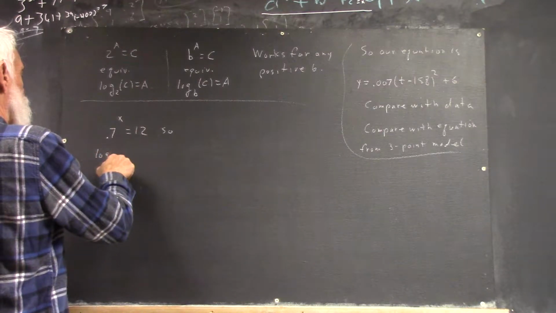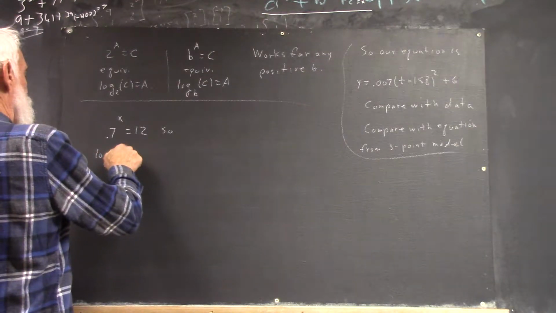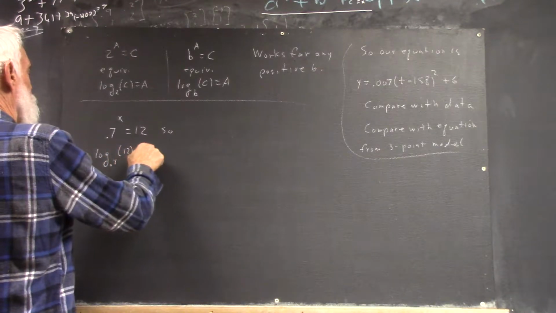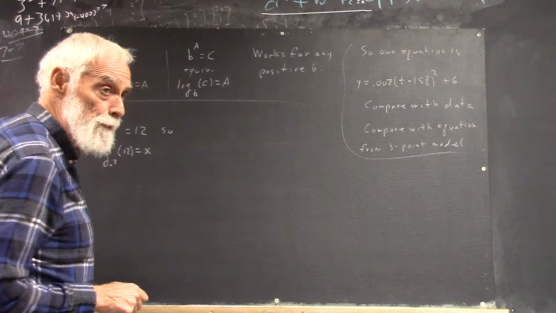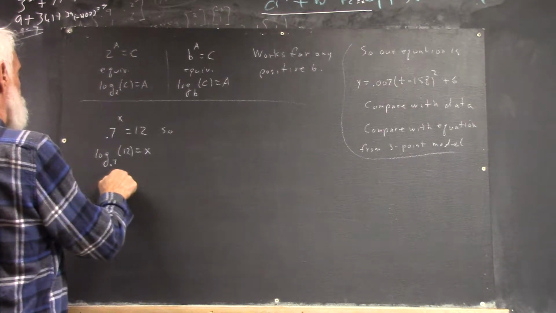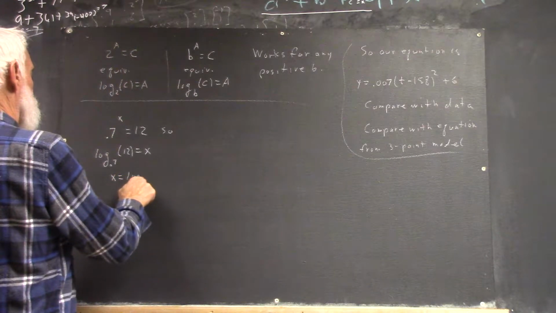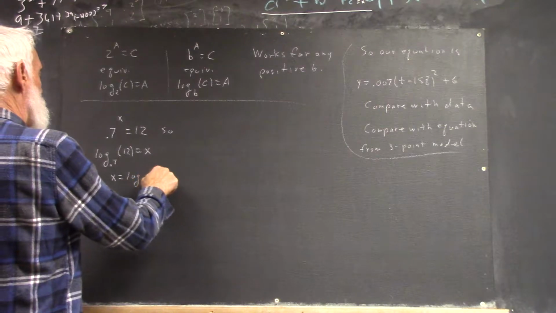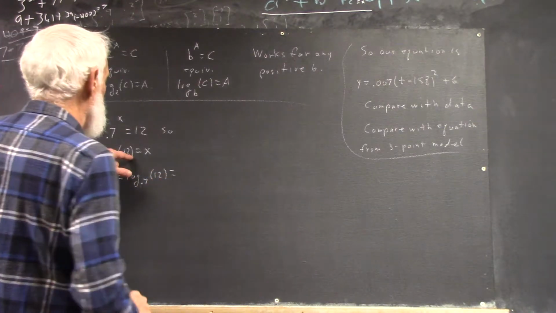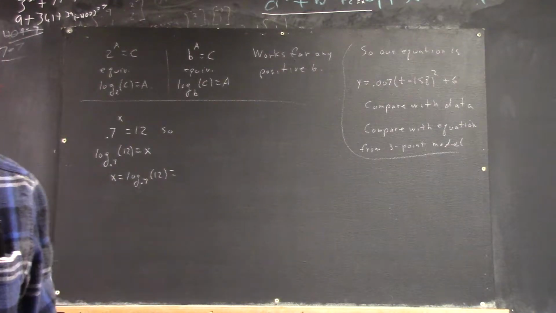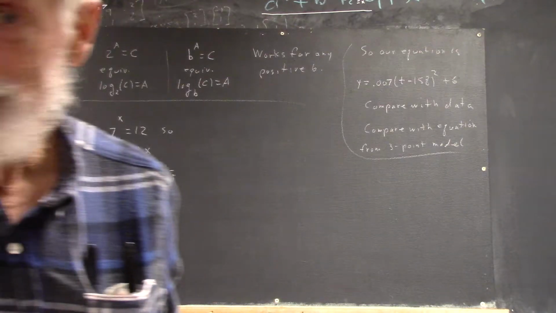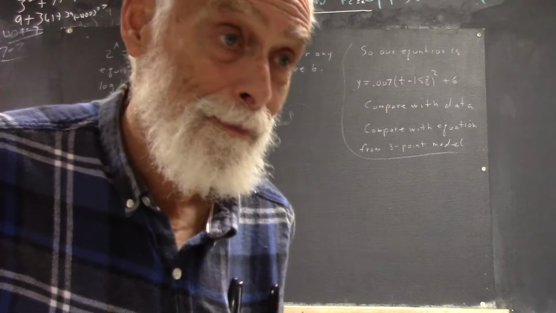Okay? So this is equivalent to log base 0.7 of 12 equals x. Okay? So I just write it in the other form, but how are you going to get log base 0.7 of 12? You're going to use your calculator, obviously. Okay?